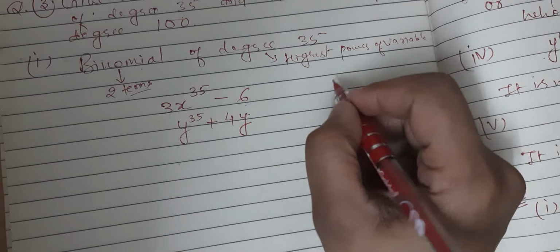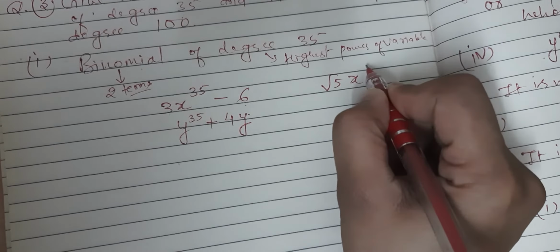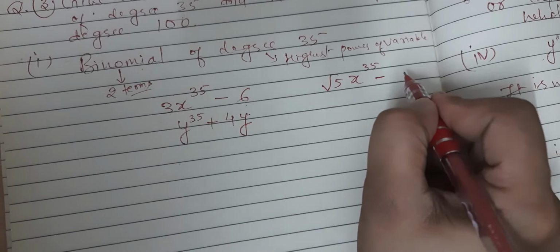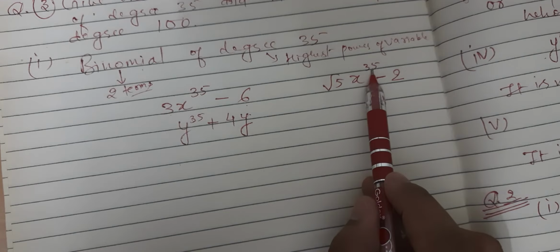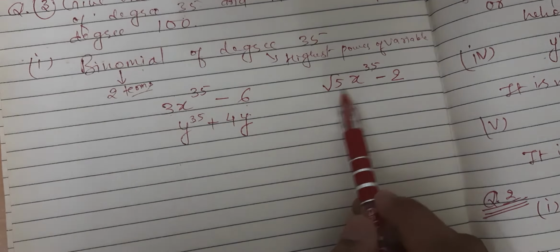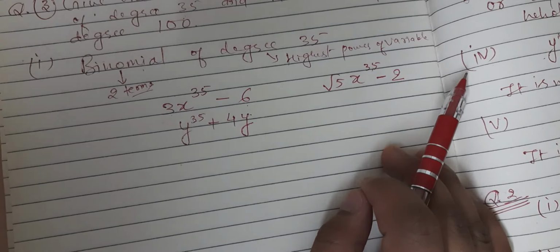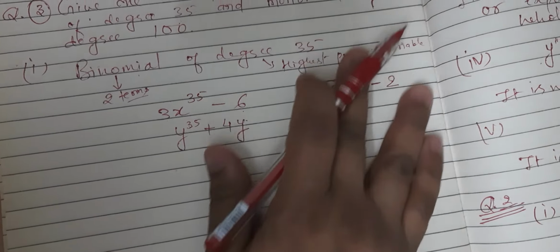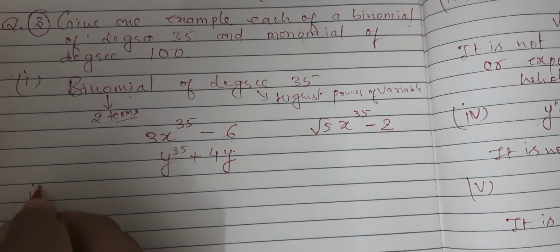Or you can also write root x raised to the power 35 minus 2. There are two terms. The highest power of the variable is 35, so the degree is 35, and two terms means it's a binomial. So you can write so many examples. Okay. And second, monomial of degree 100.